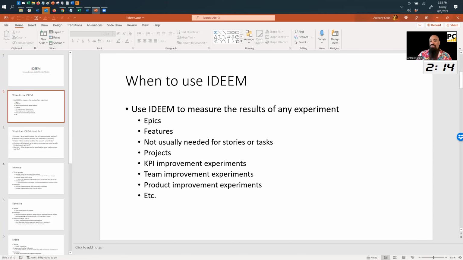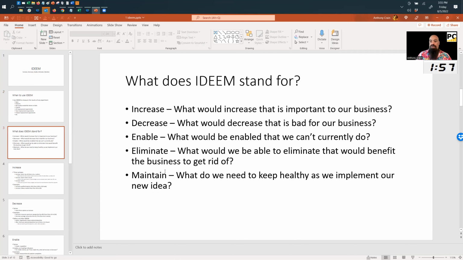All right, so first off, when do we use it? I mentioned before, epics, features. We don't usually use this for stories or tasks. They're too low risk to need this level of rigor, but epics and features are really good, projects, programs, right? KPIs, team improvement experiments, product improvement experiments, anything that's kind of risky, we want to make sure it's actually working.